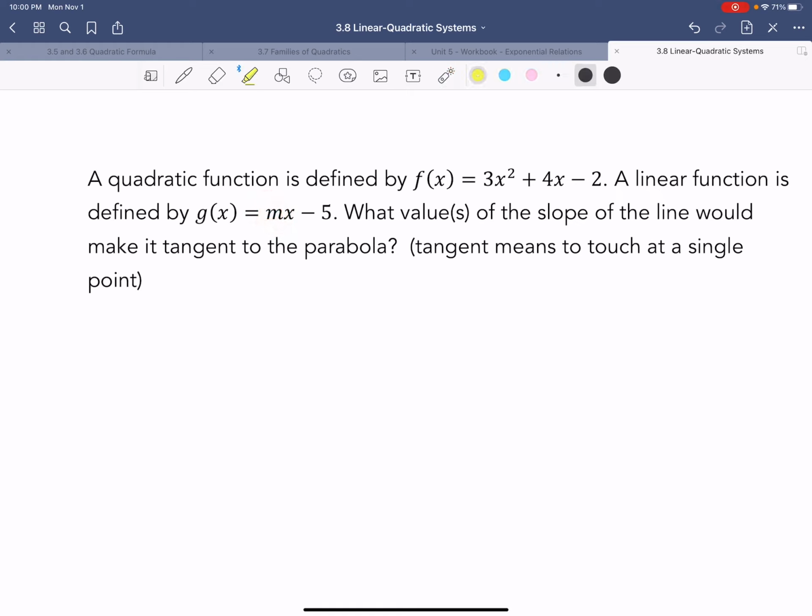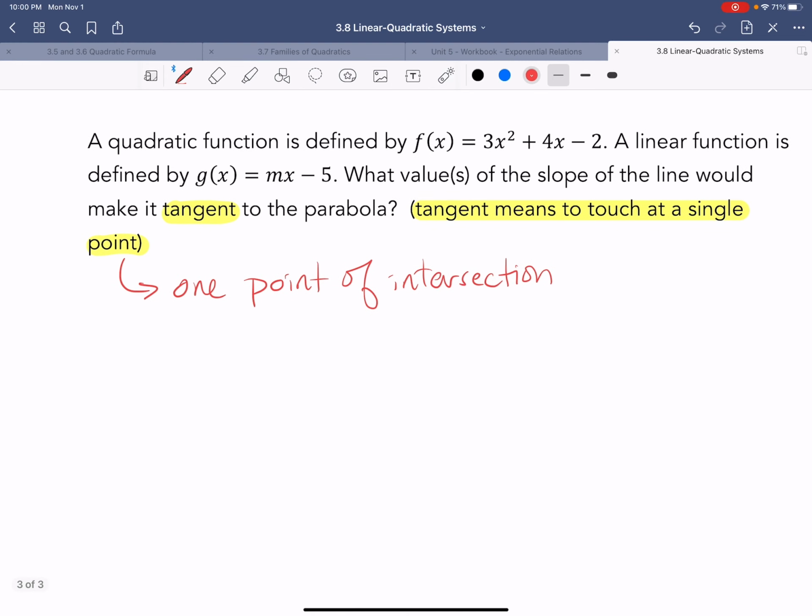And it also says tangent to the parabola. So tangent means it touches at a single point. If it touches at a single point, that means there is one point of intersection. So if there's one point of intersection, that means when I say that f at x is equal to g at x, there should only be one answer.